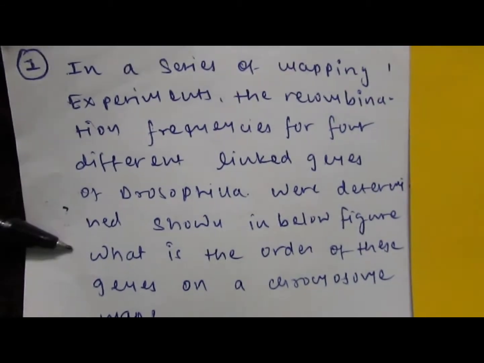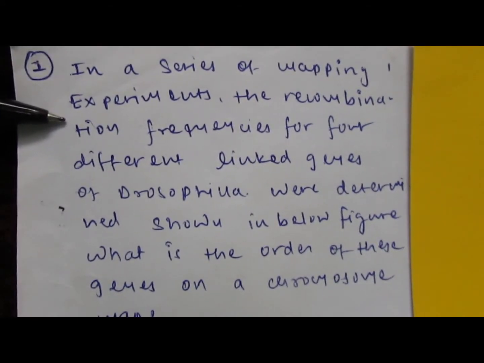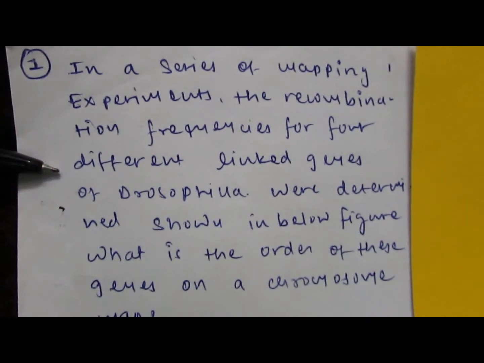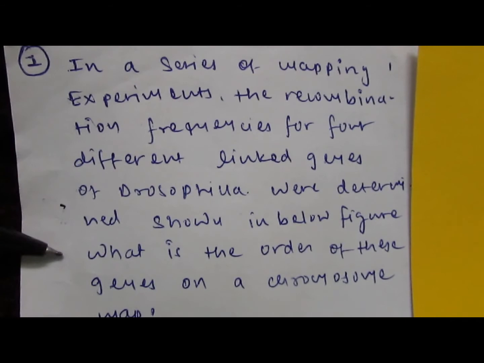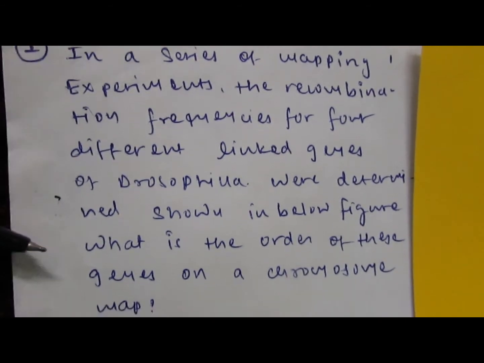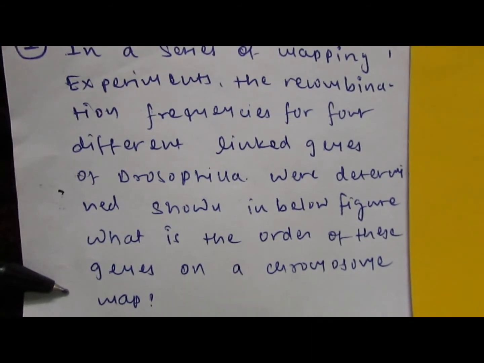The problem is that in a series of mapping experiments, the recombination frequencies of 4 different linked genes of Drosophila are determined, as shown in the figure below. What is the order of these genes on the chromosome map that we have to find out.